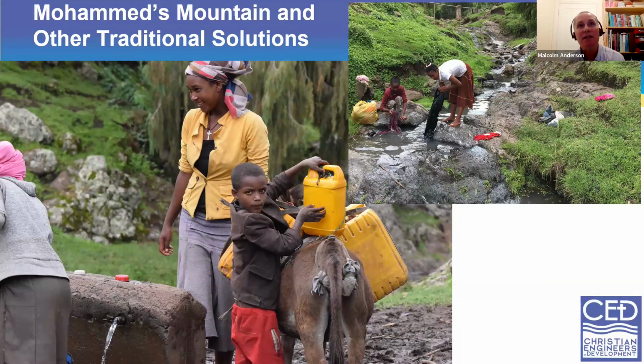But this is what I mean by Muhammad's Mountain. The expression is, if the mountain won't come to Muhammad, Muhammad must go to the mountain. So here you can see the villagers going to the river or spring to do their work. These girls are doing the washing, because most of the demand is washing water. So it's much easier to take the washing to the river or spring than bring the water back home and do the washing at home.